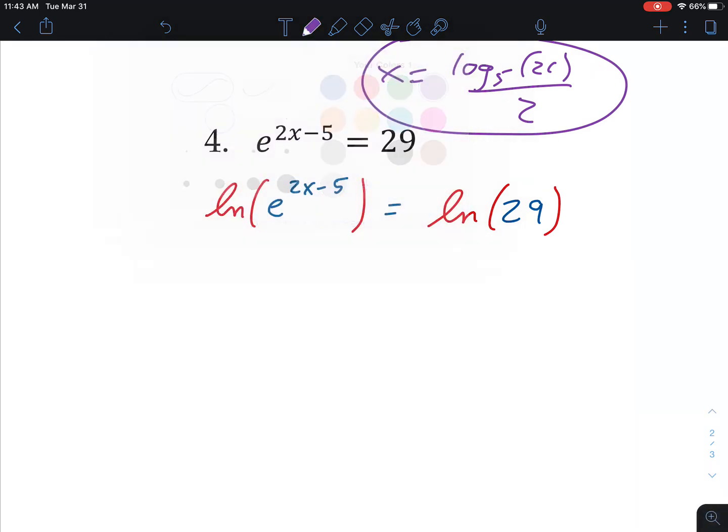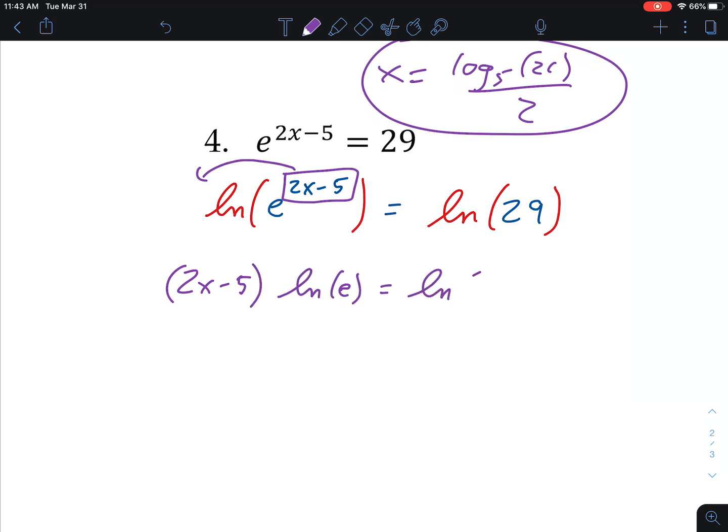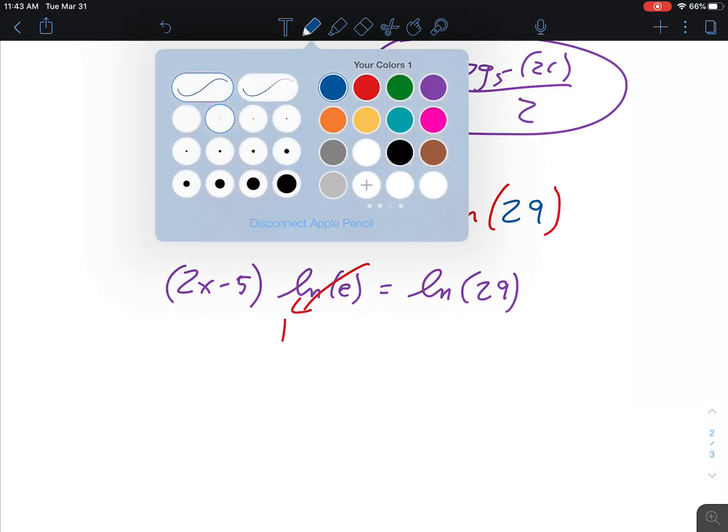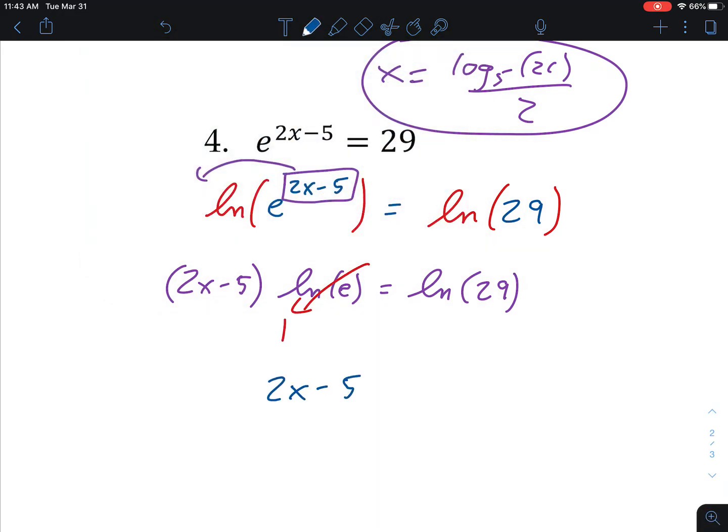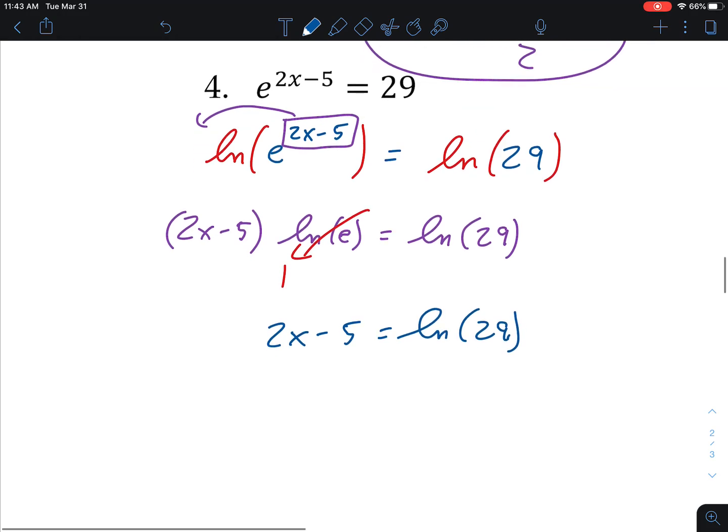Okay, again, our same properties of logarithms. The exponent comes out in front, 2x minus 5, times ln of e is equal to the natural log, the ln of 29. Okay, now we know that the natural log of e turns into just 1, and I have 2x minus 5 is equal to the natural log of 29. Simple to solve from here, add 5 to both sides.